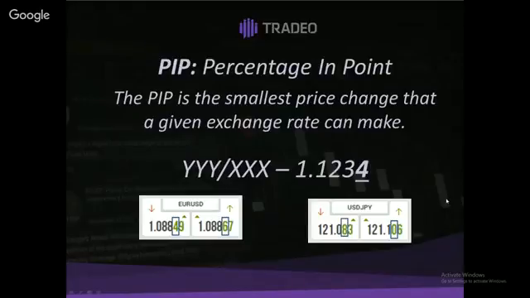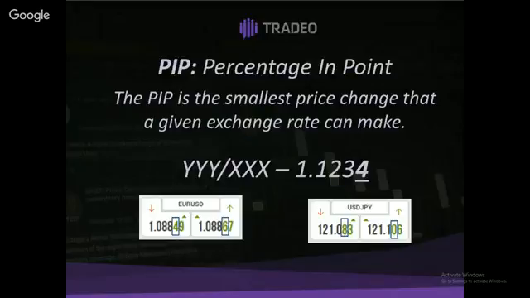Before we get started, we have to go through the basic information, the basics of trading on Tradeo. Everything that we do, we calculate in pips. A pip is the percentage in point. The pip is the 4-decimal number that a given exchange rate can make. This is what we look at in every trade we place, whether on euro US dollar, pound dollar, or whatever we're trading. It is important that you understand this.